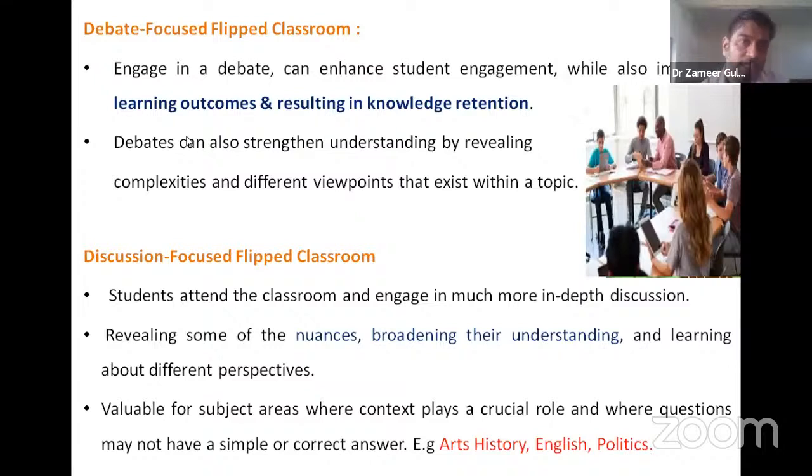Another is debate-based flipped classroom. What is the difference between group-based flipped and the debate-based? In debate, actually, you are having a simple topic. One topic is there, and all the students will speak about that topic. But in group discussion, you don't know where it will start, where it will end. Okay, this is the main difference between the debate-focused and the group-focused flipped classroom.